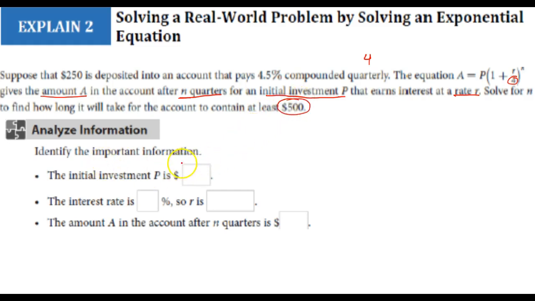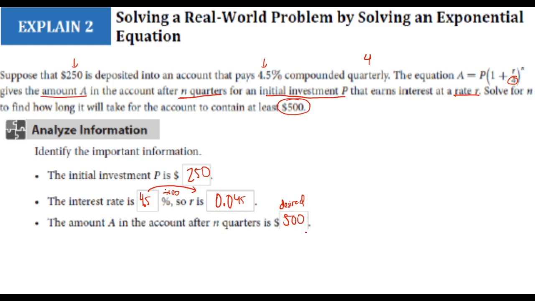So first things first, let's go ahead and identify our initial investment, which was $250. Let's go ahead and identify our interest rate, which is about 4.5%. We can change that into a decimal by dividing by 100. So take some time, do that now. And that would be 0.045. And the amount in the account after n quarters, the desired amount, is $500.